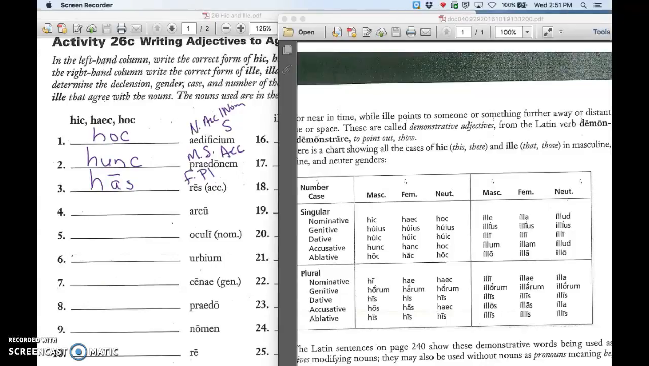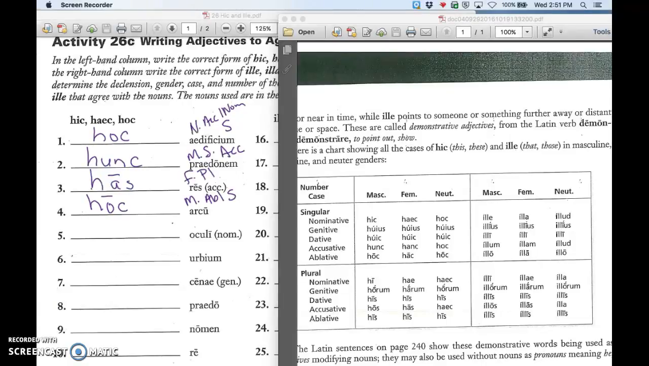Number 4, arcu, fourth declension word, ends in a U there. So most fourth declension words are masculine, so we'll choose masculine there. And it ends in a U, so that's probably ablative, and it's most definitely singular. So masculine ablative singular is going to be hoc. So we're going to go with hoc, only this time we're going to put that long mark over the top there.